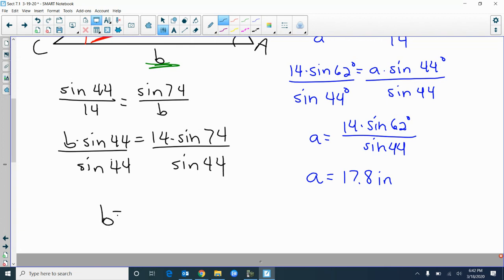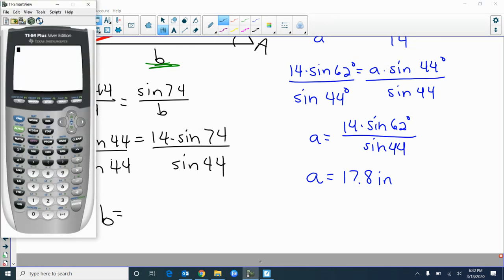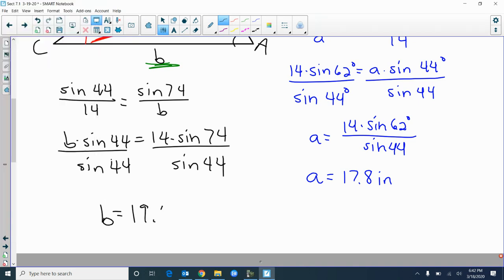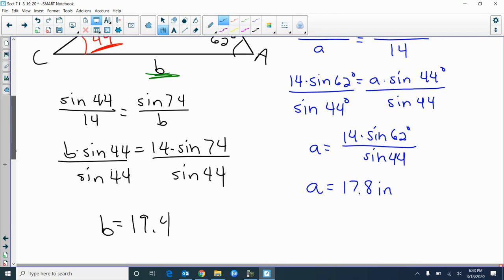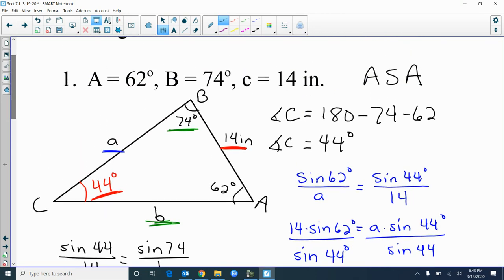And so B equals, and I'm just going to use my calculator here, 14 times the sine of 74 divided by sine of 44. And I get 19.4. Remember, the side across from the biggest angle needs to be the biggest side. So 19.4 should be the largest side, and it is. So that's how we do just a general problem where they give us three of the values, we find the other values.